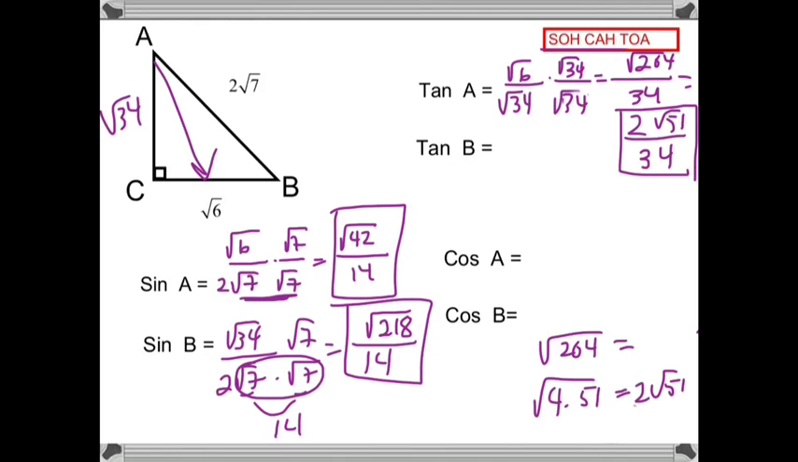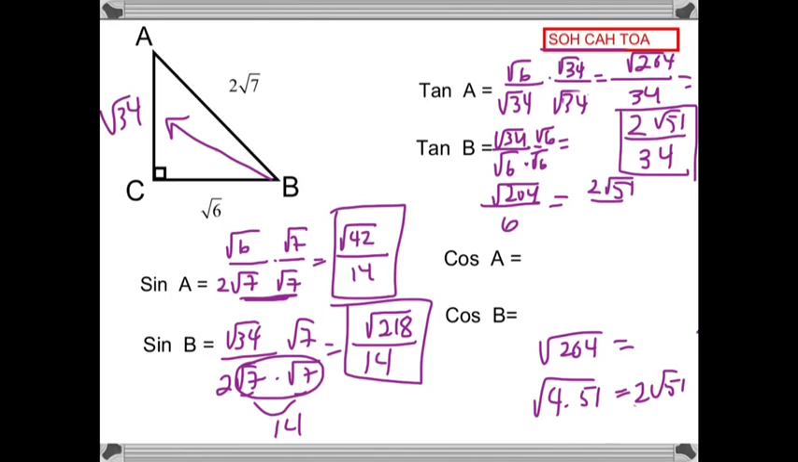The tan of B is going to be the opposite, which is the square root of 34, over the adjacent, which is the square root of 6, but we want to rationalize the denominator here. So this becomes the square root of 204 over 6, which is 2 times the square root of 51 over 6, which can actually be reduced because 2 and 6 reduce. This becomes a 1 up here, and that's a 3. So we have the square root of 51 over 3.